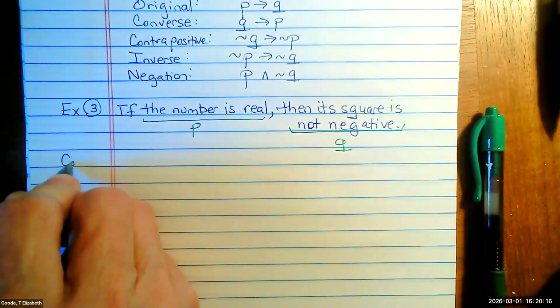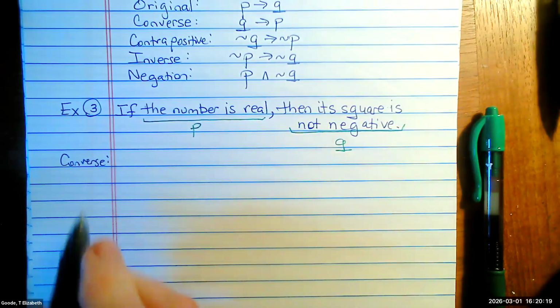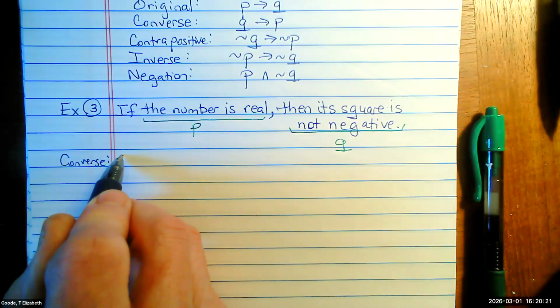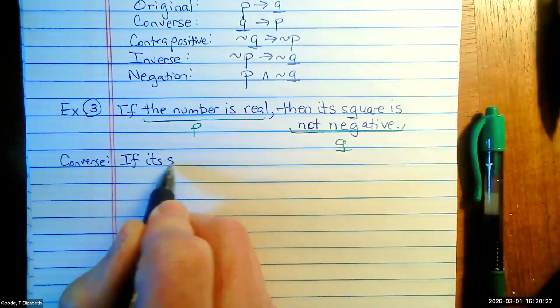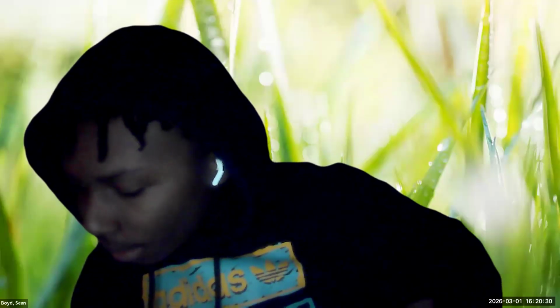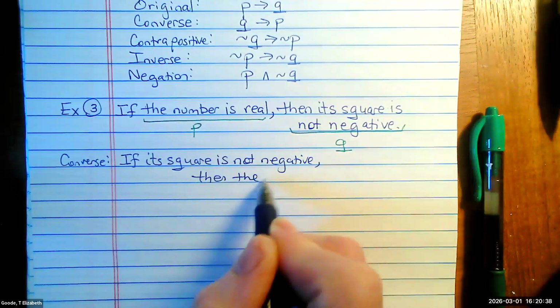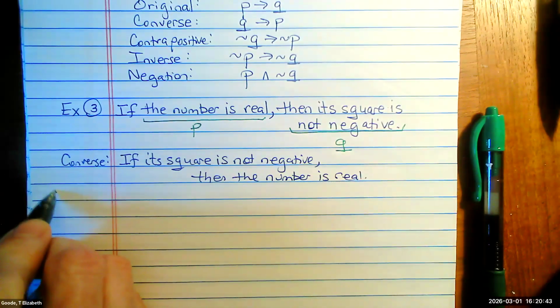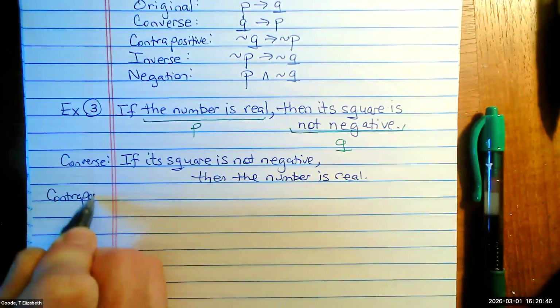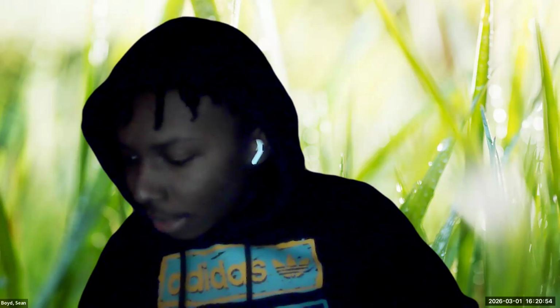Let's write the converse. If its square is not negative, then the number is real. Good. Let's try the contrapositive. If its square is negative, then the number isn't real. Good.